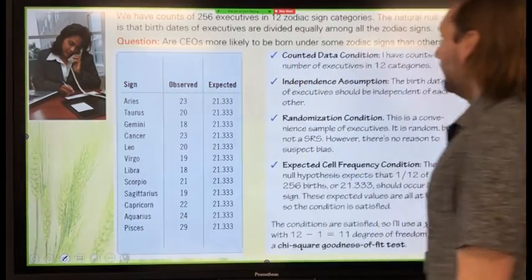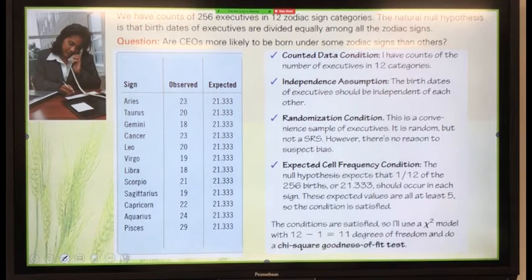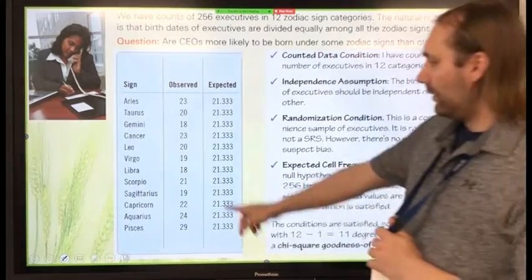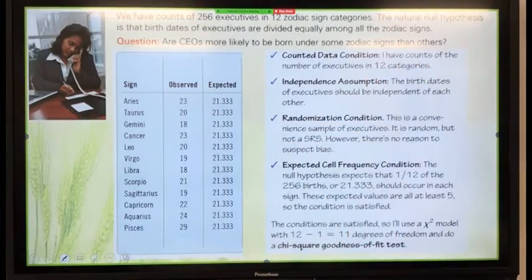But not before I hope you first checked your conditions. So the counting data condition: yes, I have counts of the number of executives in each of the 12 months. Independence assumption: the birthdays of executives should be independent from each other. It'd be kind of weird if it wasn't. Randomization condition: this is a convenient sample of executives. It is random, but not an SRS, a simple random sample. However, there is no reason to suspect bias. And do I meet the expected cell frequency condition? These are greater than 5, so I'm good to go.